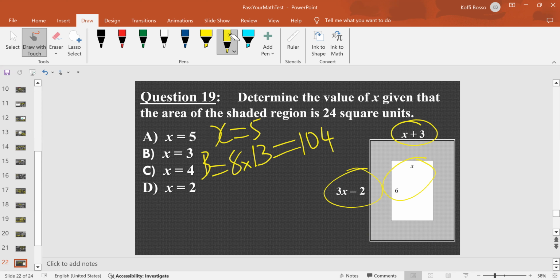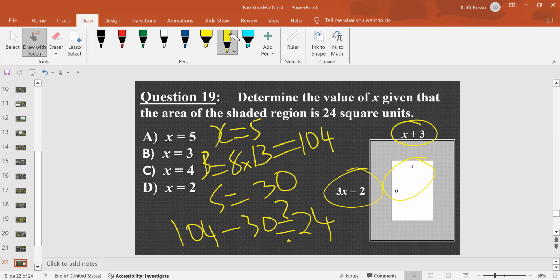Now for the small rectangle, you replace x by 5. What is 5 times 6? 30. But if we do the big rectangle, 104 minus 30, do we get 24, which is the shaded area? No. So that means A is not the correct choice. If it's the correct choice, we should get 104 minus 30 to give the shaded area, which is not the case here. We try with B.